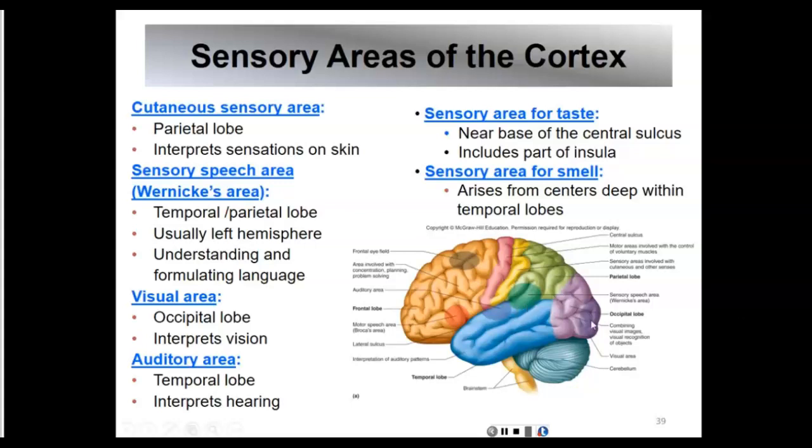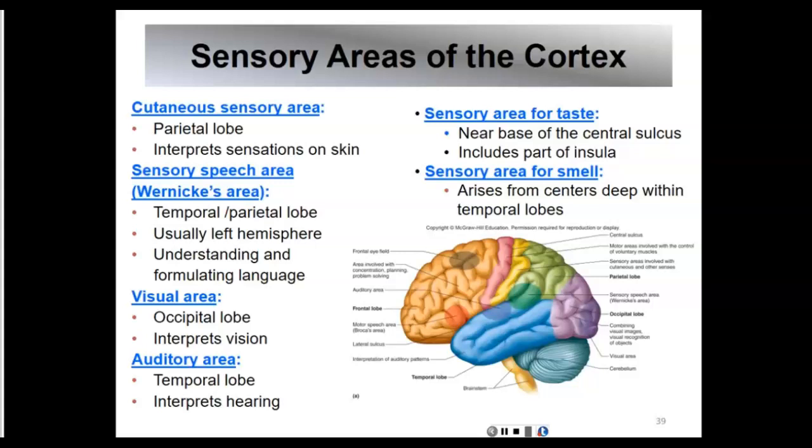Your visual area is in the back of the occipital lobe and interprets vision. So if you've ever fallen on ice or while ice skating and smacked the back of your head really hard and saw stars, or blacked out, most likely you've overstimulated this visual area in the back of your occipital lobe. Or if you have swelling in there, it could affect your vision as well.